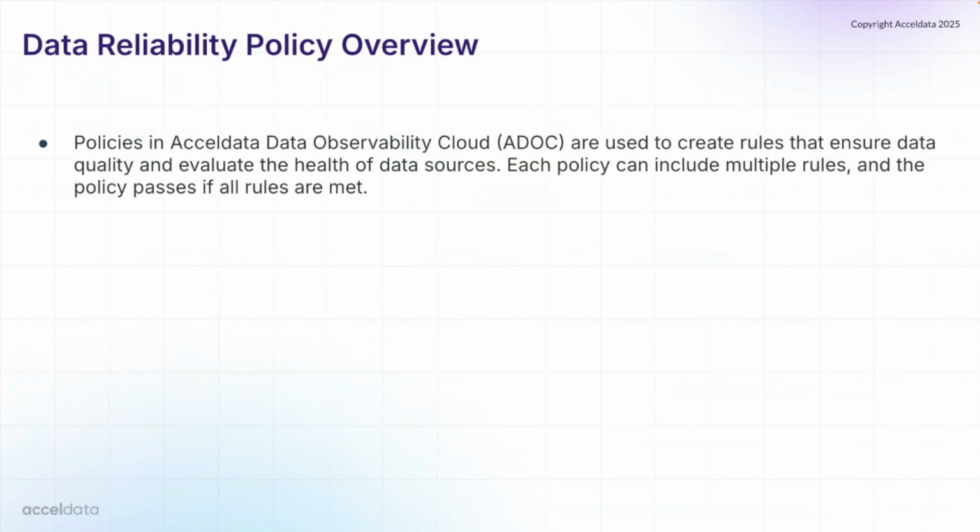Policies in Acceldata Data Observability Cloud or ADOC are used to create rules that ensure data quality and evaluate the health of data sources. Each policy can include multiple rules, and the policy passes if all the rules are met. Policies can be executed manually or at scheduled intervals, with the system tracking execution details to monitor success.